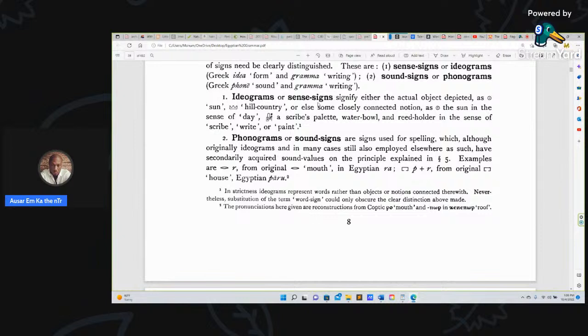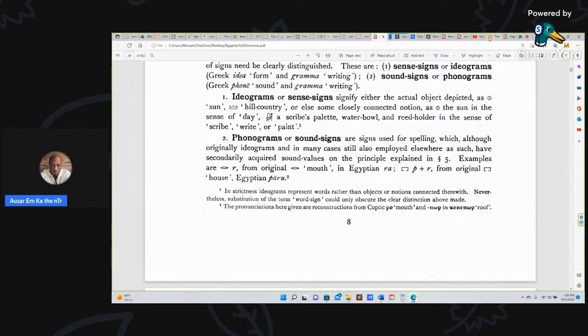Ideograms are sense signs. Ideograms or sense signs signify either the actual object depicted, as this is sun, Jebu for hill country, or else some closely connected notion, as Ra, the sun, in the sense of day, or Heru, the sun, in the sense of day. Sesh, a scribe's palette, water bowl, and reed holder, in the sense of scribe, write or paint.